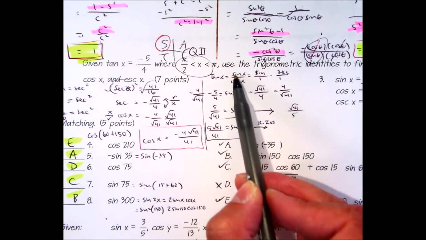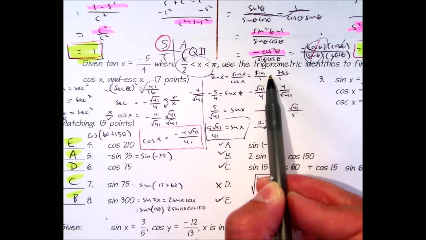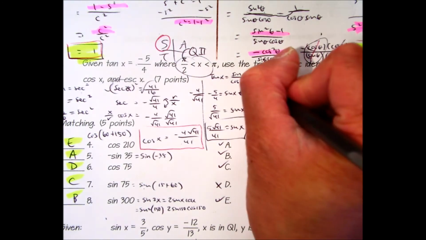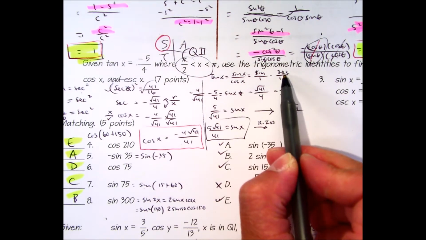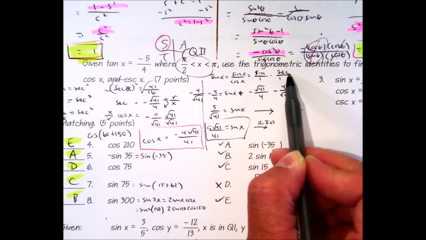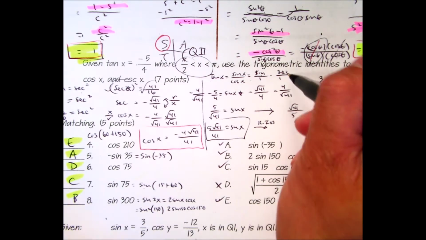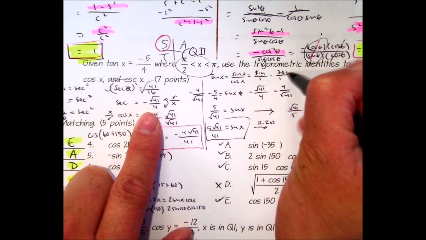So what can I do? Well, I have sine divided by cosine. So this is really sine times 1 over cosine. And 1 over cosine with the reciprocal identity is secant. So basically, tangent is equal to sine times secant. Why did I do that? Because secant is a nicer fraction to work with.